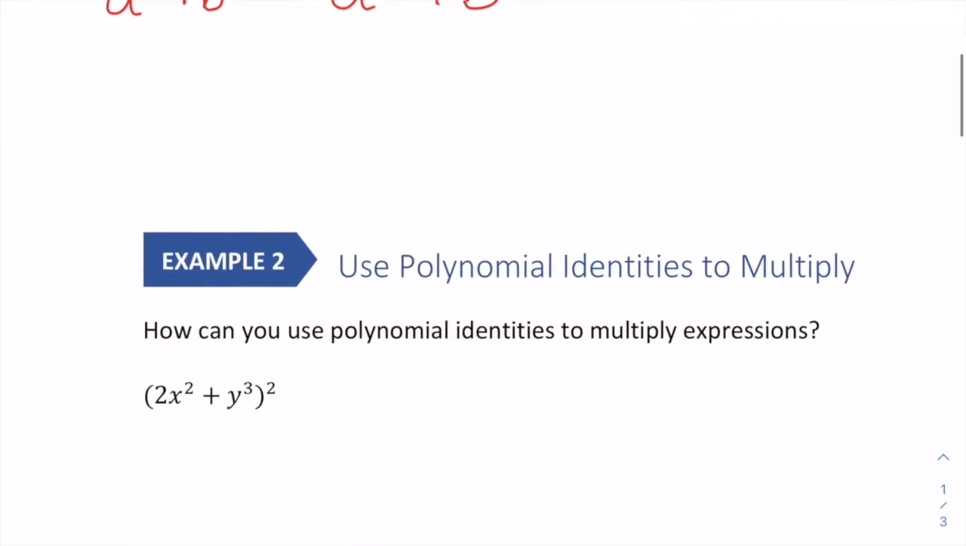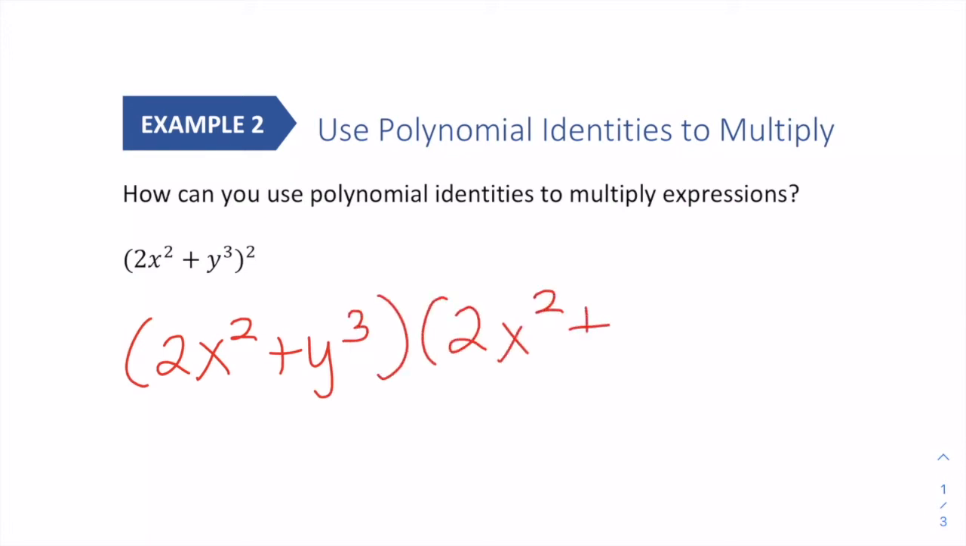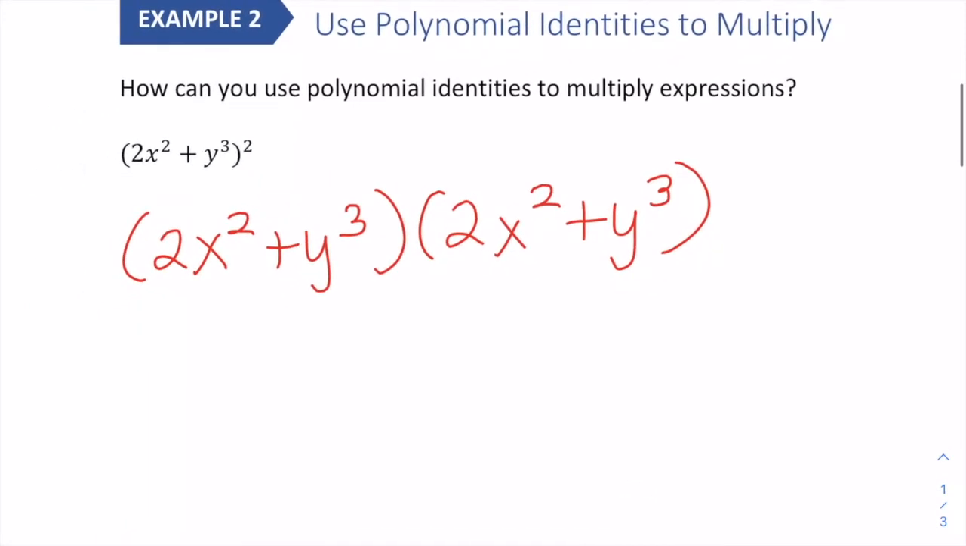Okay, now let's look at the identities. We're going to create these trinomials. So first let me just show you what we have here. So we have 2x squared plus y cubed, quantity squared. So that means we're having two of these identical binomials. So I'm just going to FOIL it just like we usually do, and we'll draw some conclusions afterwards.